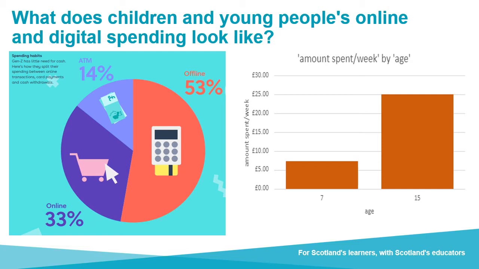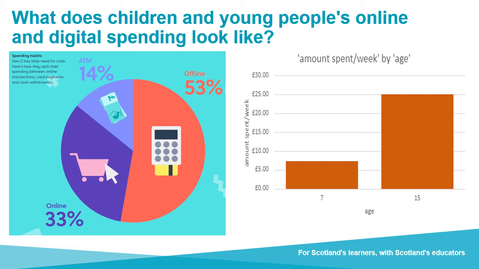So what you can see from the chart on the other side is the amount of money spent by children and young people on average. So going from just about £7.40, I think it is, on average for 7-year-olds, up to £25 for 15-year-olds. So the amount of money spent per week might also impact or affect the amount of money that they spend on or offline.